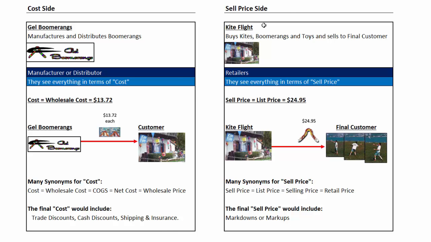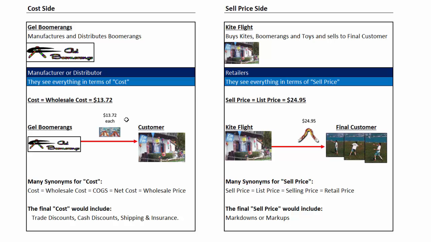Now the sell price side. Kite Flight is a retail store. Kite Flight buys kites, boomerangs, and toys and sells to the final customer. Kite Flight is a retailer, and retailers see everything in terms of the sell price. Sell price, list price, we're going to use sell price, $24.95. So Kite Flight sells the Bell Boomerang to the final customer for $24.95.